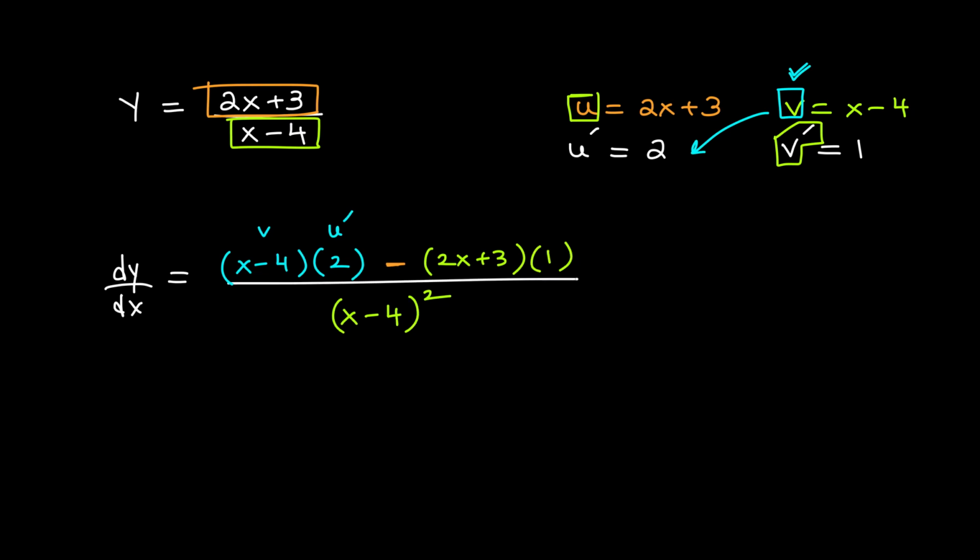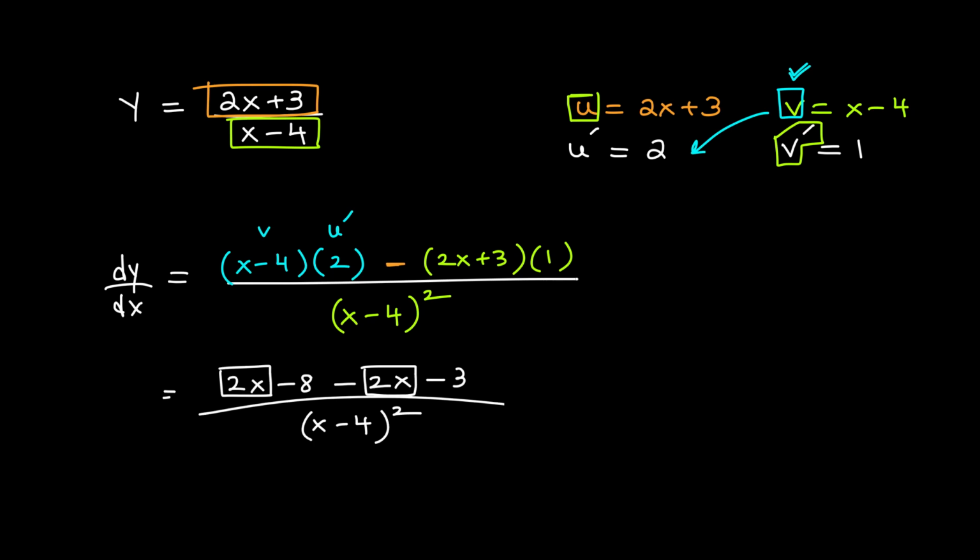Let's simplify the numerator. This is 2x minus 8 minus 2x minus 3, divided by x minus 4, the whole thing squared. The 2x term and the 2x term cancel out and we are left with negative 11 in the numerator divided by x minus 4 whole squared. That is the first example of the quotient rule of differentiation. Let's move to the second example.